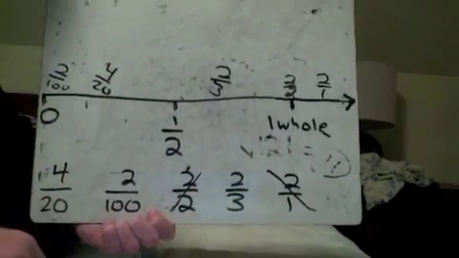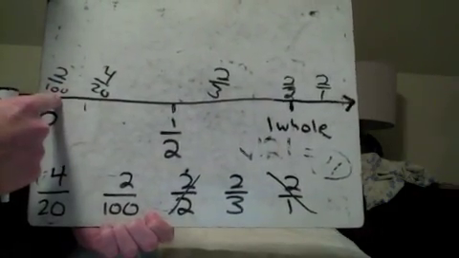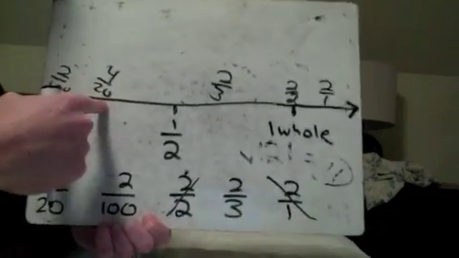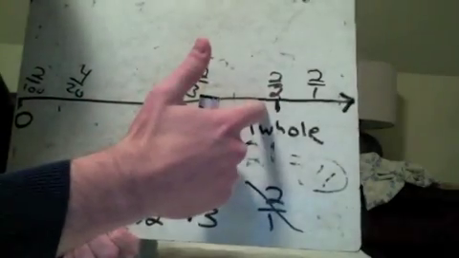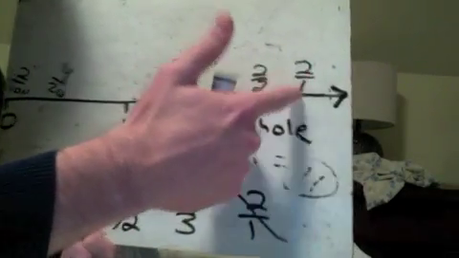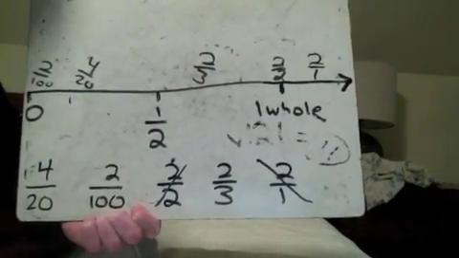Now if I look at my number line, 2 100ths is definitely the smallest, followed by 4 20ths, followed by 2/3, then we have 2 halves, and then I have 2 firsts.